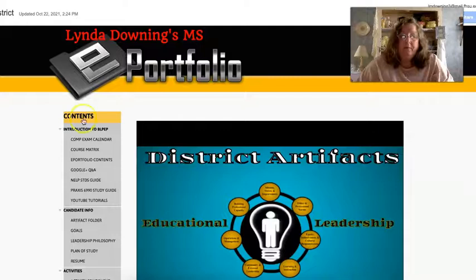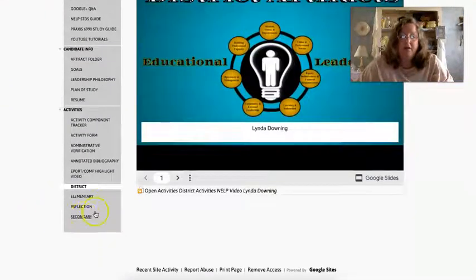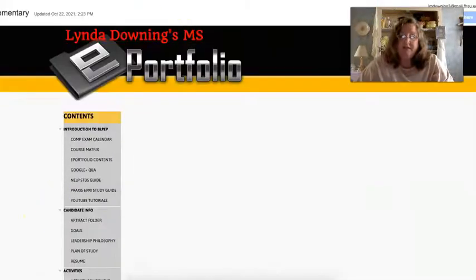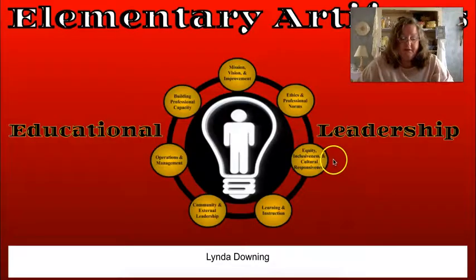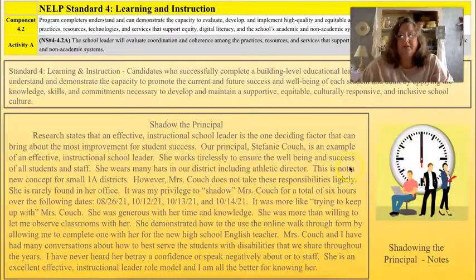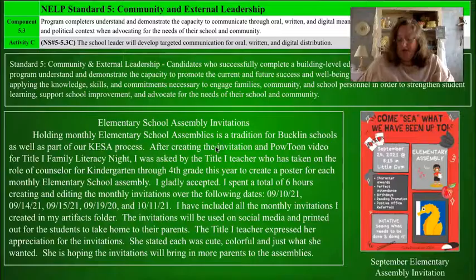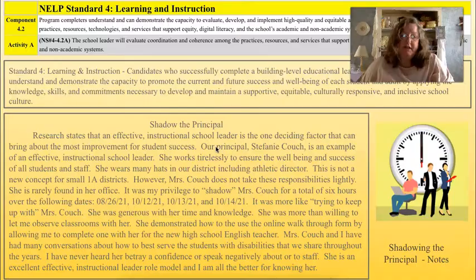So now we'll go back and take a look at our elementary activities. So here are my elementary activities. There are ones that I want to go through very quickly. My time is running out. I did have the opportunity to shadow the principal, Mrs. Couch. Shadow was more like keeping up with Mrs. Couch. She was really great to allow me to do that.